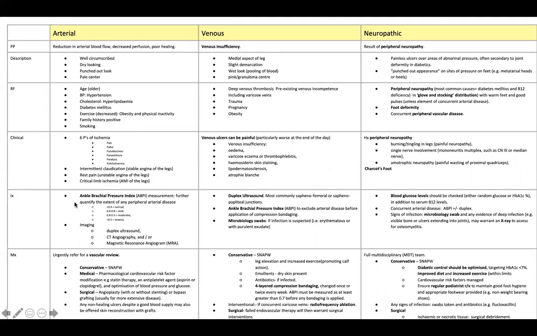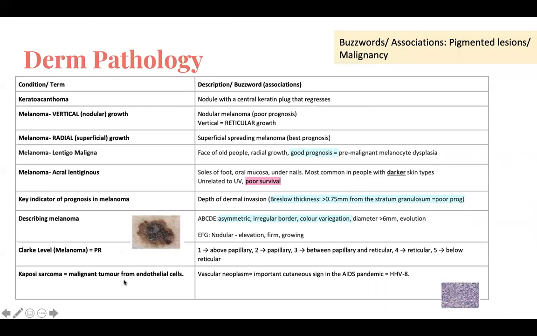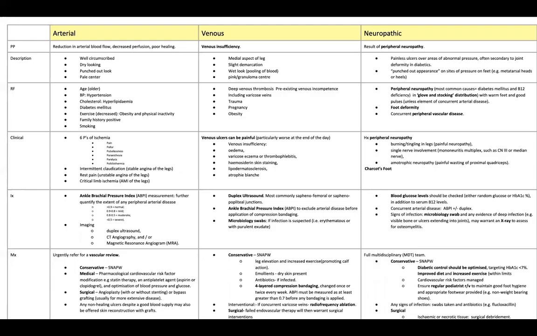And then clinical will be your 6 Ps of ischemia. I also listed here the investigations and the management. Typically, for all management, you always start with conservative. So your SNAP-W, which I'm sure you know, is smoking, nutrition, alcohol, physical activity, and weight. And then from there, there's more specific medical management, which I've listed there as well.